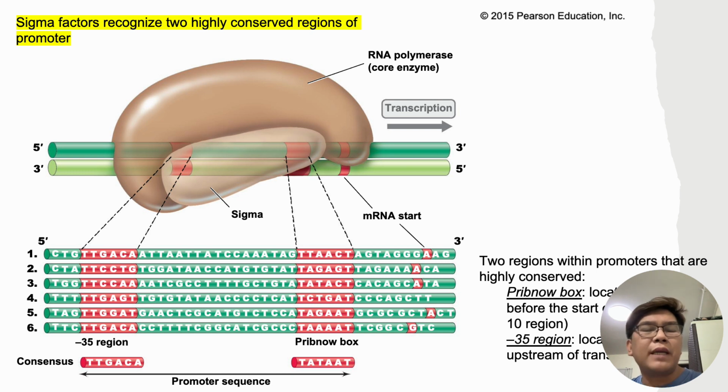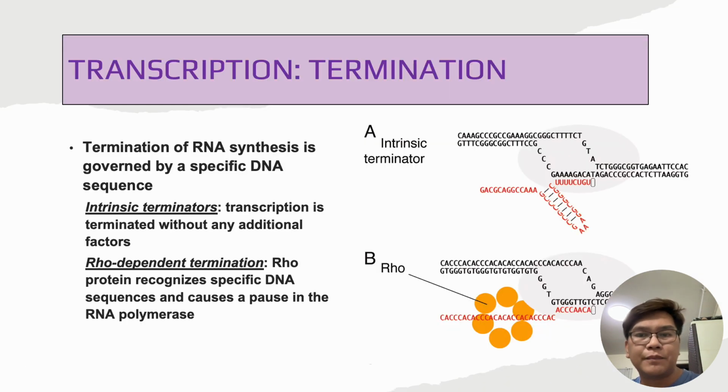The figure here depicts the interaction of RNA polymerase with a bacterial promoter. Remember that the sigma factor recognizes 2 highly conserved regions of the promoter. The negative 35 region, which is the TTGACA found 35 nucleotide bases upstream of the gene, and the Pribnow box, which is located at 10 nucleotide bases upstream of the gene. Only when the sigma factor recognizes it does transcription start. Again, sigma factor is released, and elongation proceeds.